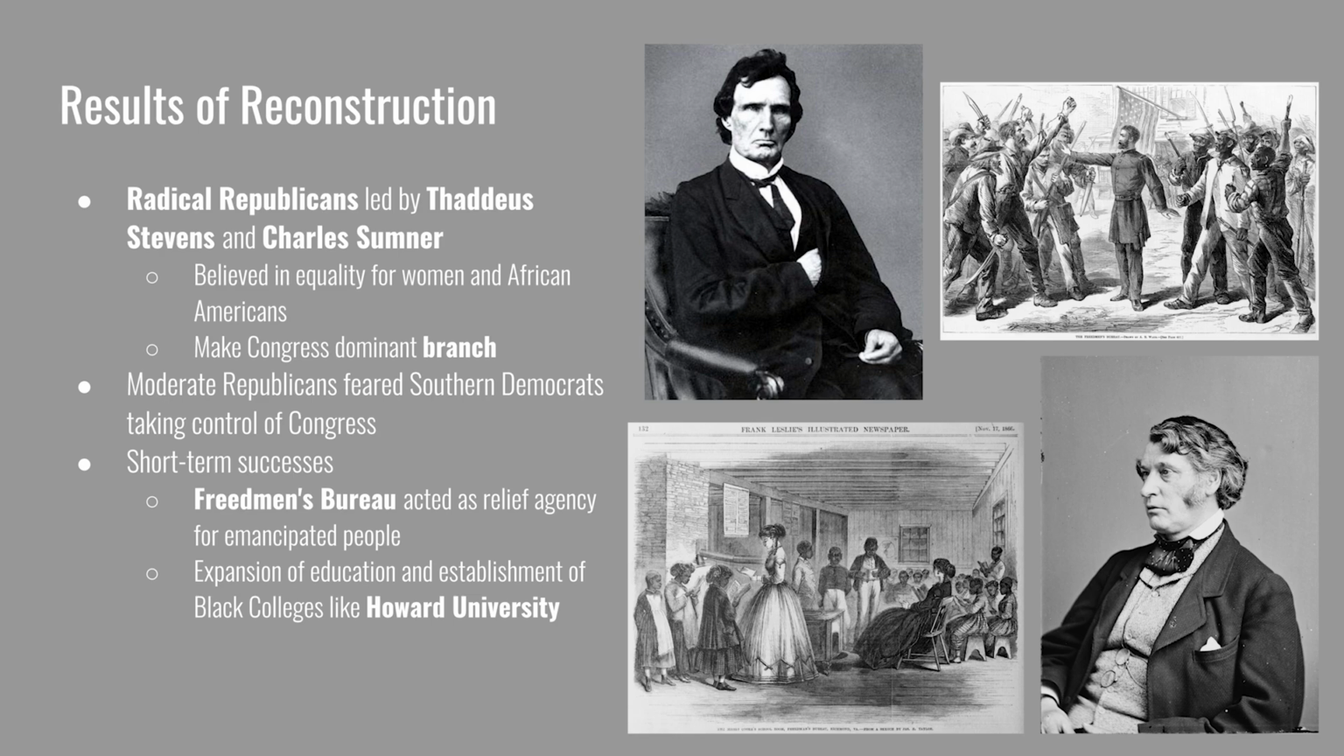There were some short-term successes of Reconstruction. The Freedmen's Bureau was a federal agency created by Congress that acted as a relief agency for emancipated people. They were responsible for establishing schools, giving relief, food, even land in some instances. In the state of Georgia, they gave some confiscated land that belonged to former Confederate officials and Confederate officers, though some of that land was taken back once those officers made their loyalty oath back to the United States.